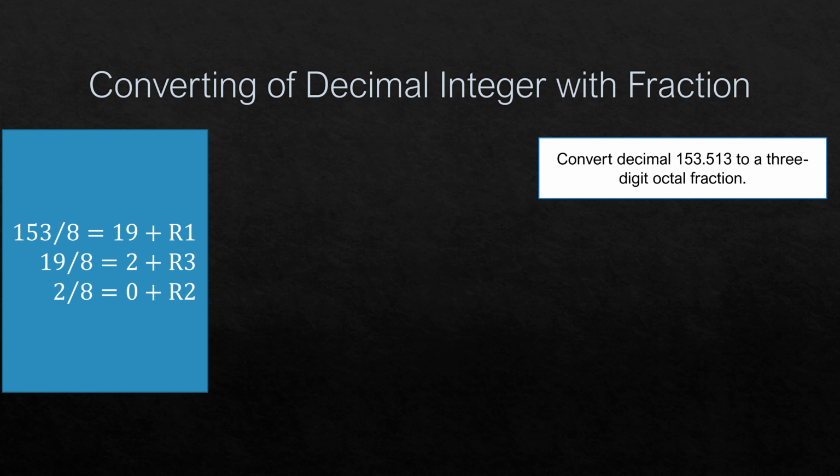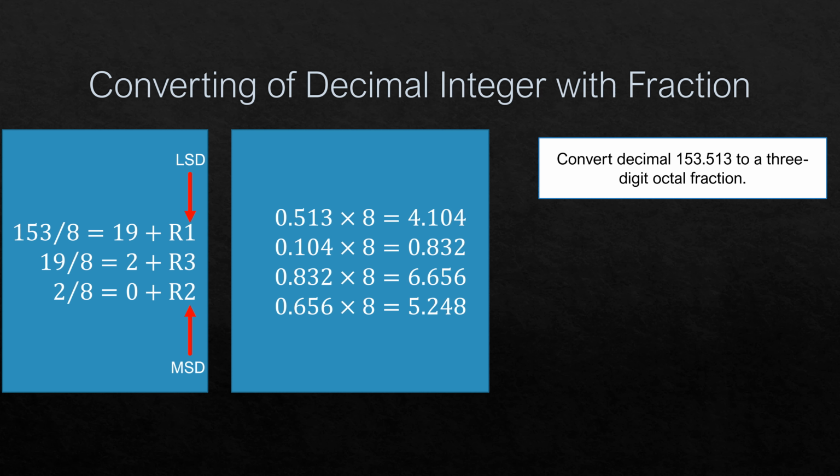We've already done this, but we take the first part, the integer part, which is 153, and we divide by 8, which gives us a quotient value of 19 and a remainder of 1. We continue to divide by 8, and we get the quotient of 2 and a remainder of 3. Then we take the quotient 2, divide by 8, which gives us a quotient of 0 and a remainder of 2. Since our quotient is 0, we are now finished. Our most significant digit is 2, our least significant digit is 1. So our integer portion would be 231 octal.